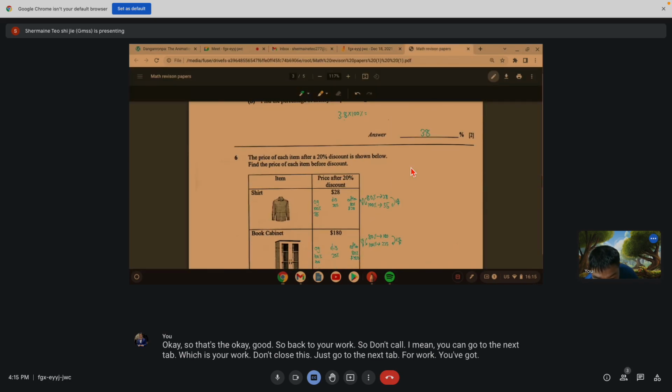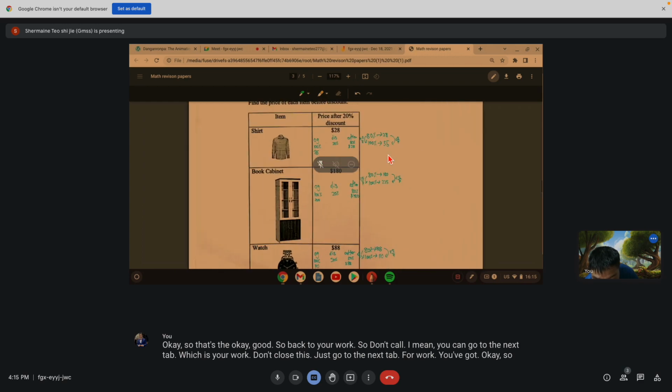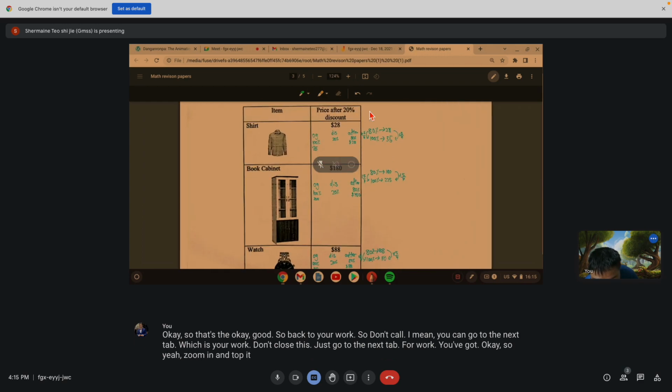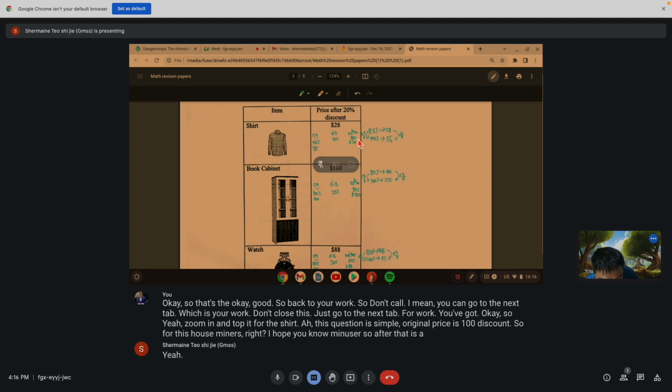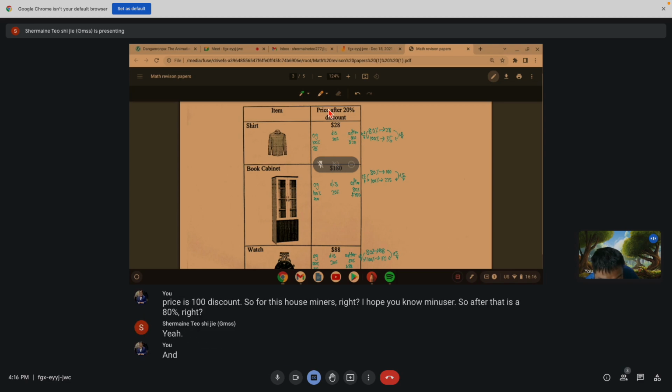Good. Okay. So yeah, zoom in a little bit for the shirt. This question is simple. Original price is 100. Discount. So for discount is minus, right? I hope you know minus. So after that is 80%, right? And the discount, okay, price after 20% discount is 28. So 28 is the 80%. Okay, good. So 100% is how much? Okay, good.